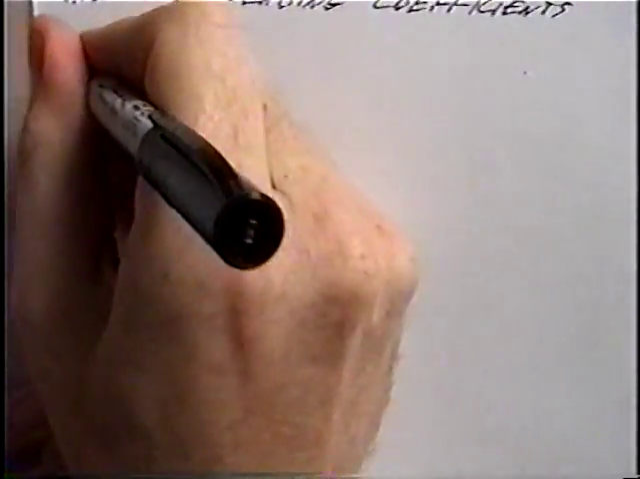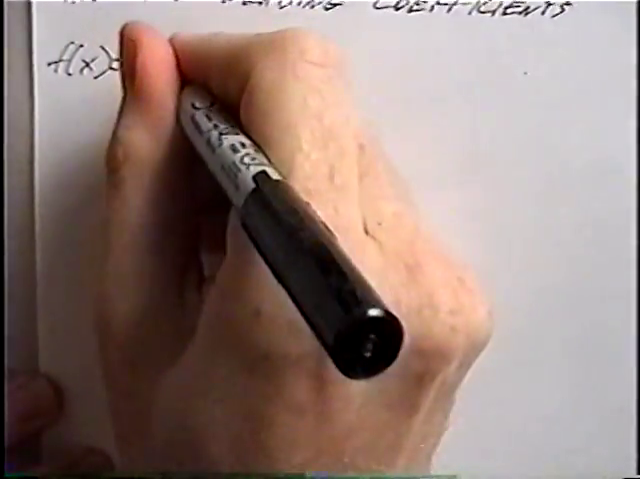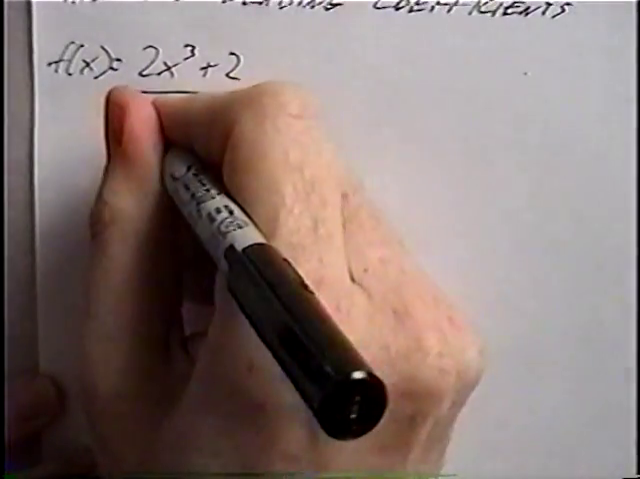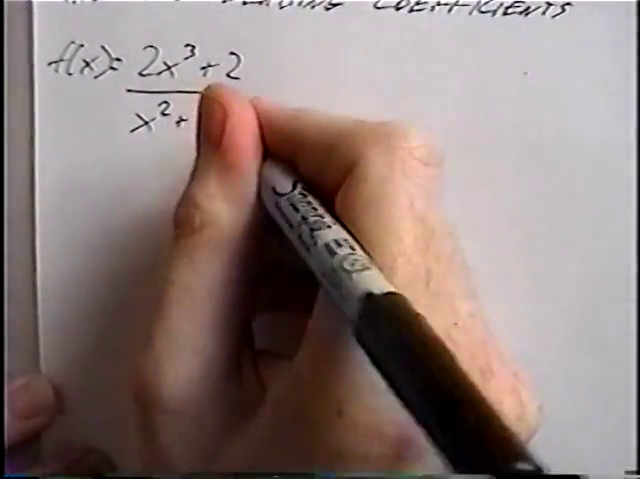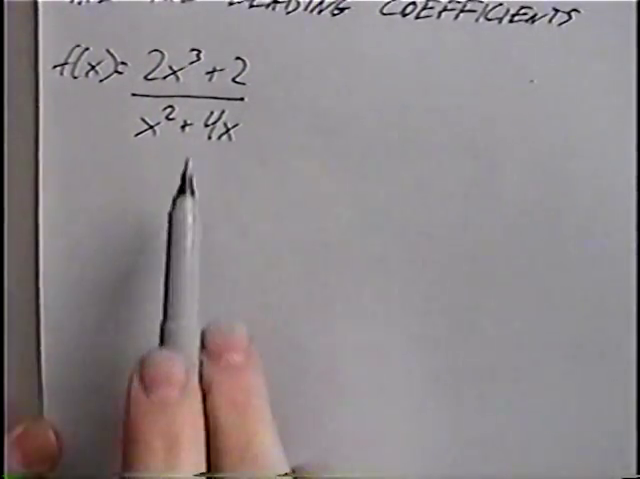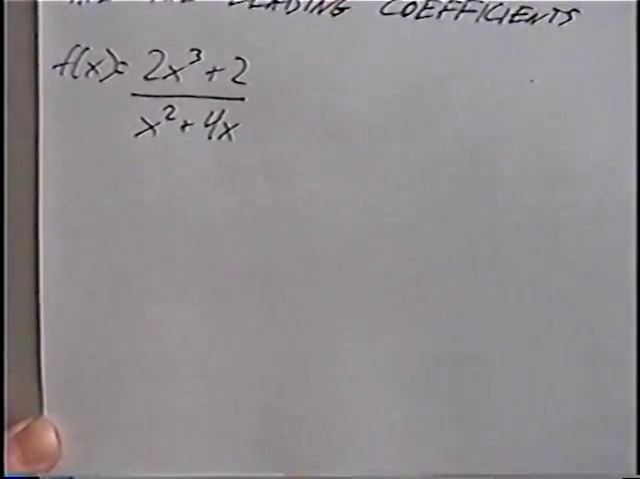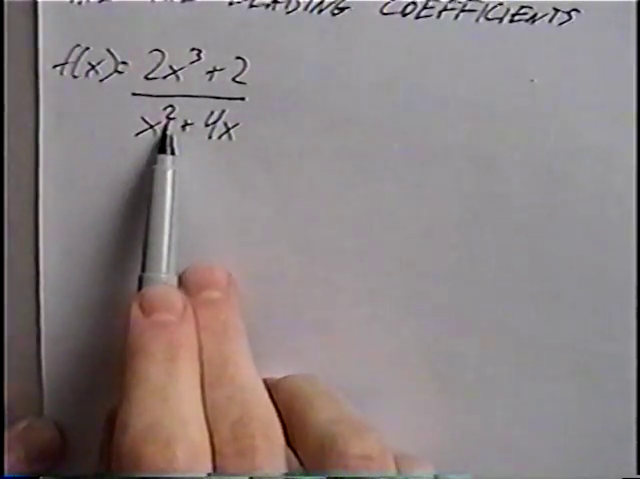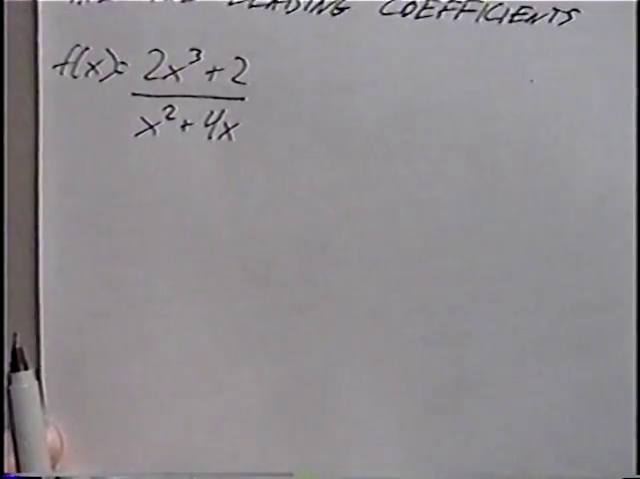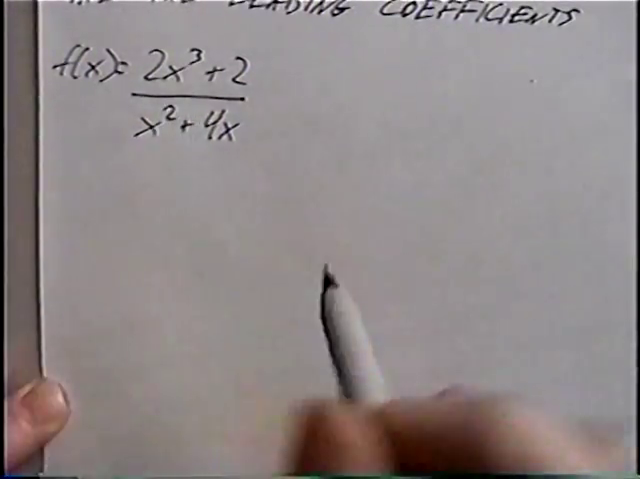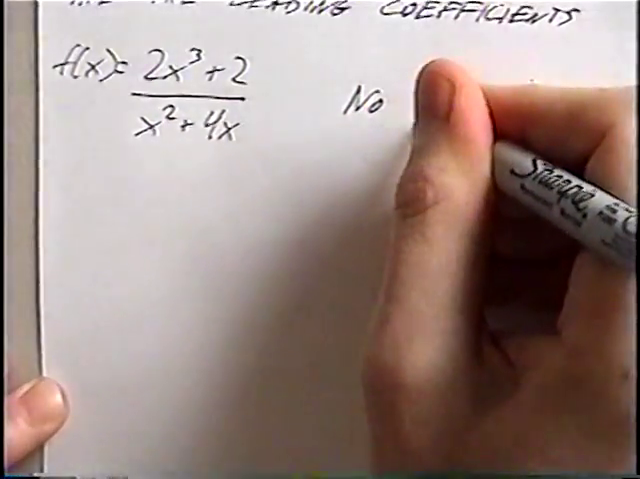Our first question for horizontal asymptotes is f of x equals (2x^3 + 2) over (x^2 + 4x). Again, for horizontal asymptotes, you compare the degree, or the highest exponent, of the numerator and denominator. In this case, the numerator has a higher degree than the denominator. So looking at the definitions of horizontal, a higher degree in the numerator means there is no horizontal.